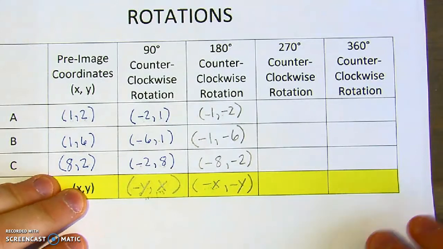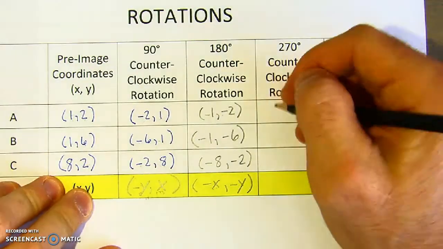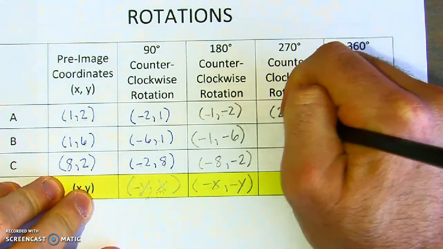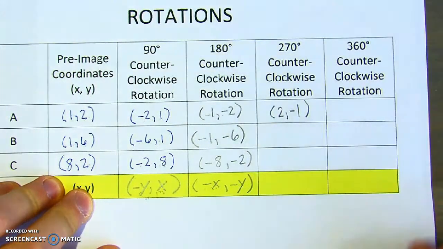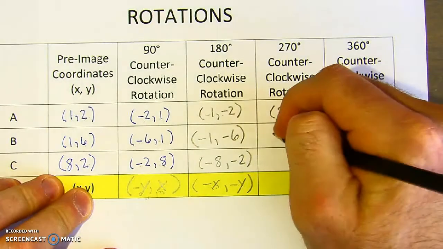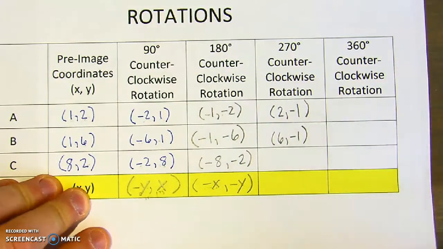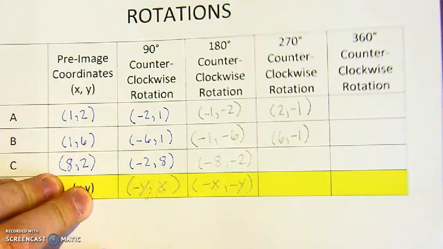All right, let's organize that data over here. And I've already forgotten, so let's see if I can find them. A triple prime 2, -1. And B triple prime 6, -1. C triple prime 2, -8.